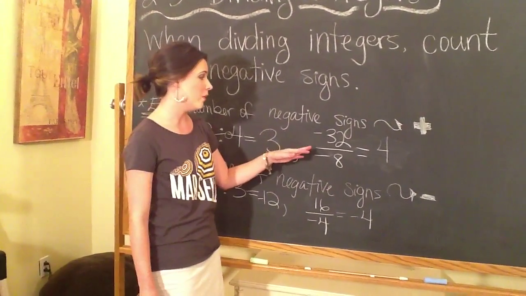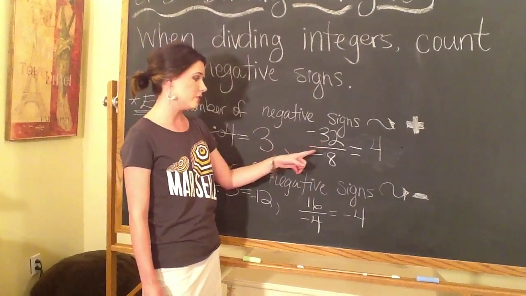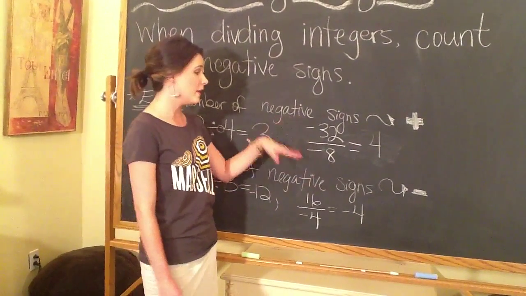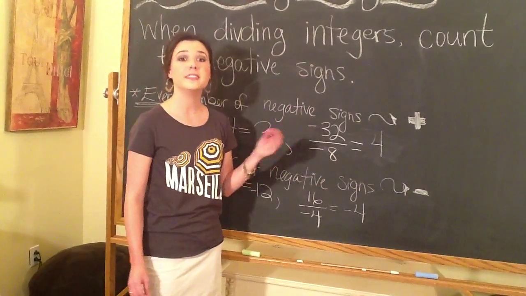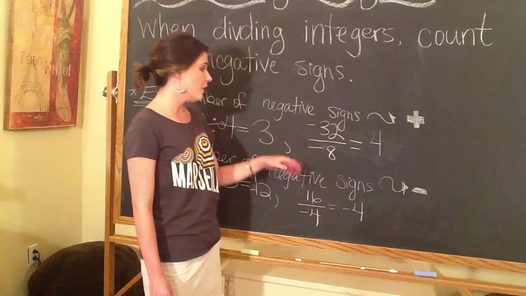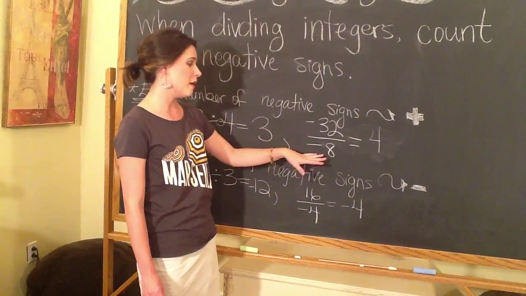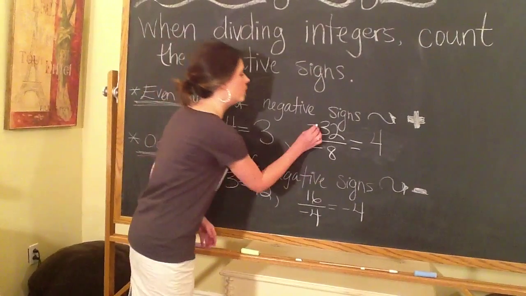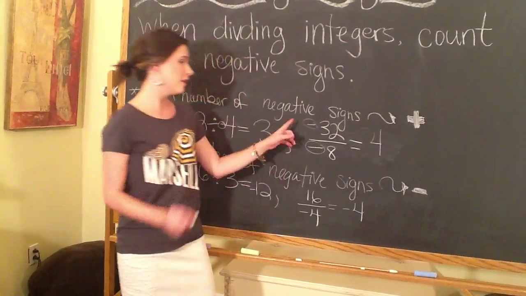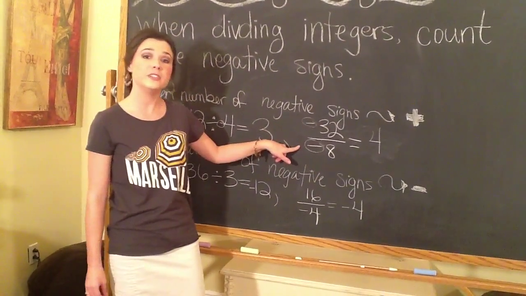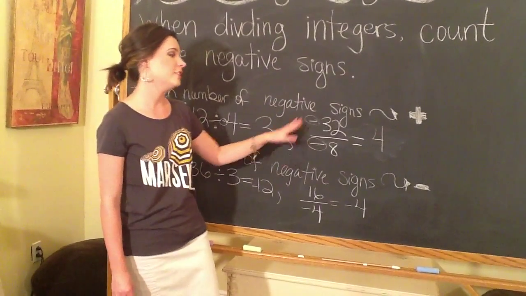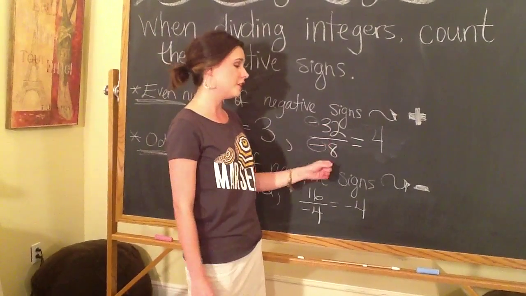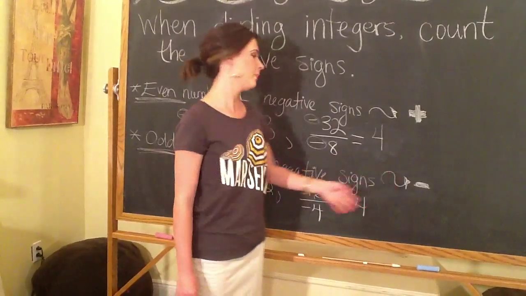Alright, in this example, we have negative 32 divided by negative 8. Now, whenever you see a problem that looks like a fraction, this is actually dividing. So you're dividing negative 32 by negative 8. Now I have 1, 2 negative signs. So since 2 is an even number, our answer is going to be positive. So we just do 32 divided by 8 and we'll get 4.